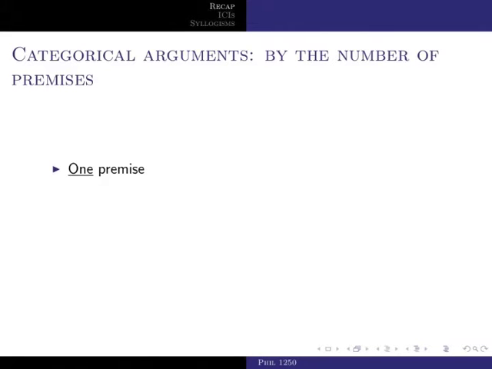In this video, we're going to learn about categorical inferences. These are arguments whose premises and conclusions are categorical propositions. Categorical arguments can be divided by the number of premises they contain. Some of them have only one premise, and this includes two main kinds.